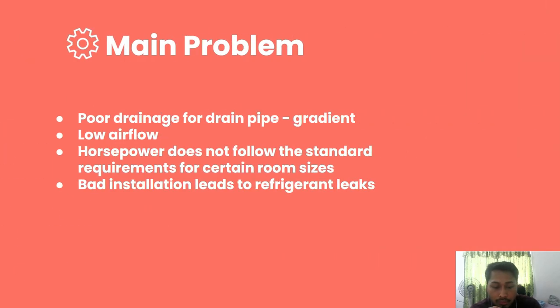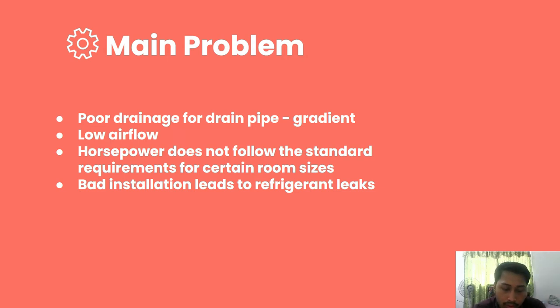We need to find the main problem first. There are about 4 points, which is poor drainage for drain pipe. It is most on our gradient. The gradient plays a crucial role in the drainage system, so that there are no leakings and no blocked pipe that can cause leakings. The second one is low airflow that we need to take care of. Low airflow is more related to cassette type aircon, so we need to make sure that the ducting or the air vent is sealed properly.